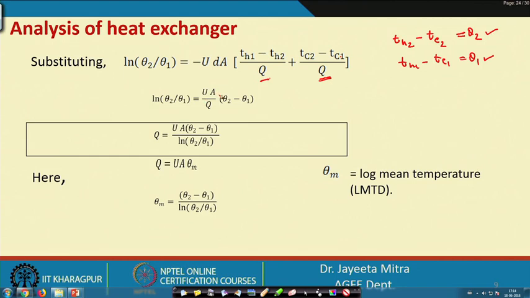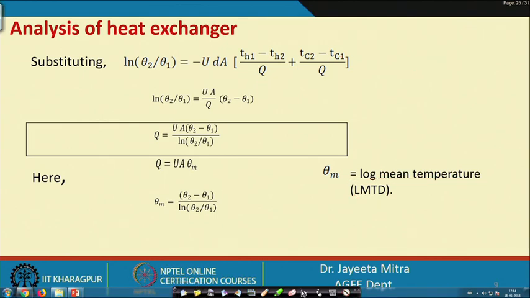So, I can write UA by Q into (theta 2 minus theta 1), or Q will be equal to UA (theta 2 minus theta 1) divided by ln (theta 2 by theta 1). That is again termed as UA theta m, where theta m is (theta 2 minus theta 1) divided by ln (theta 2 by theta 1). This is called the log mean temperature difference, LMTD. That is why the log mean temperature difference is very important, and normally we use this one.